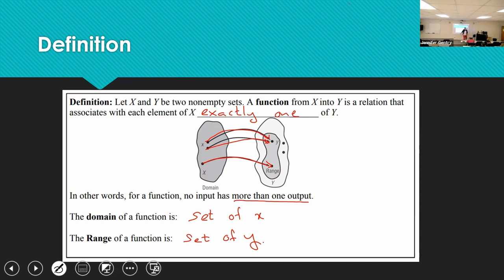Okay, does that make sense? So we now know what domain and range are, right? Okay, next slide.